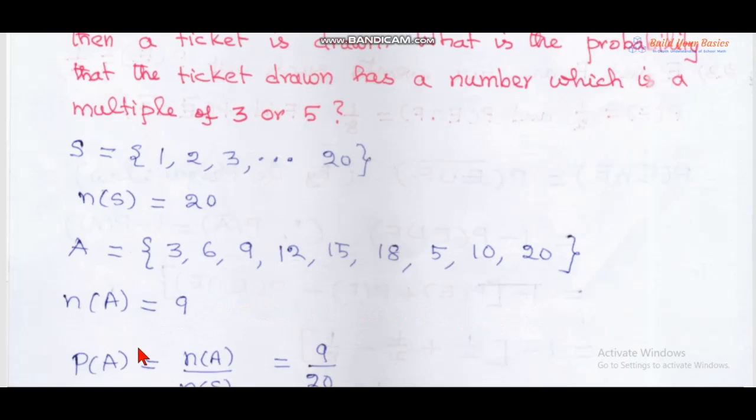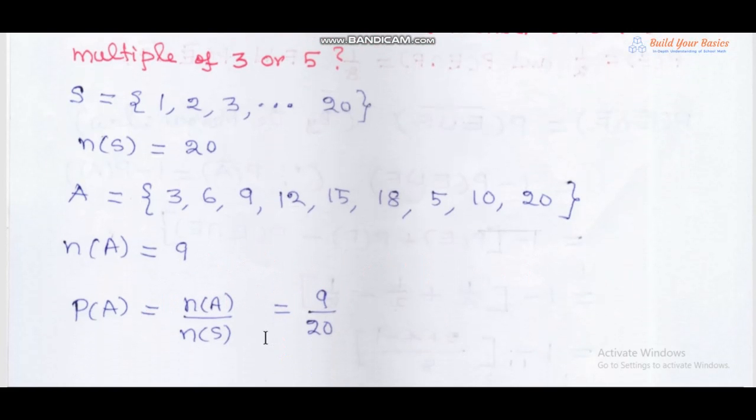Probability of A equals number of elements in A, that is 9, divided by number of elements in S, that is 20. So the probability of the required event is 9 by 20. That's all.